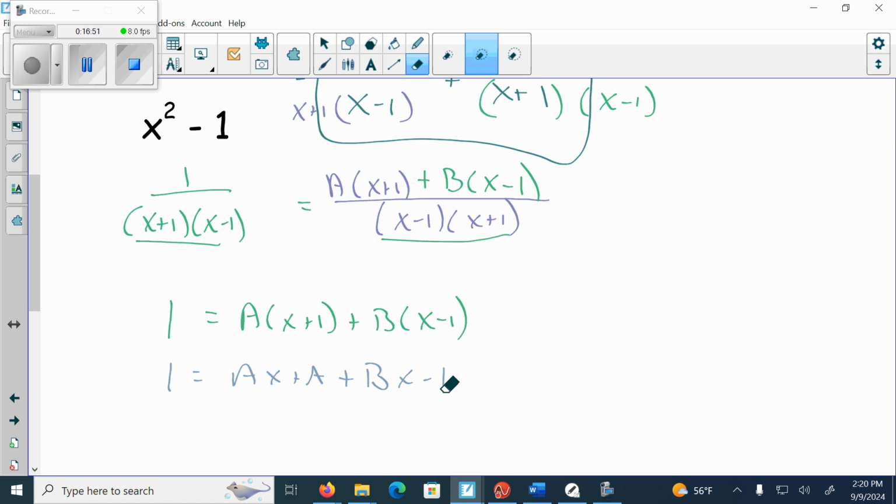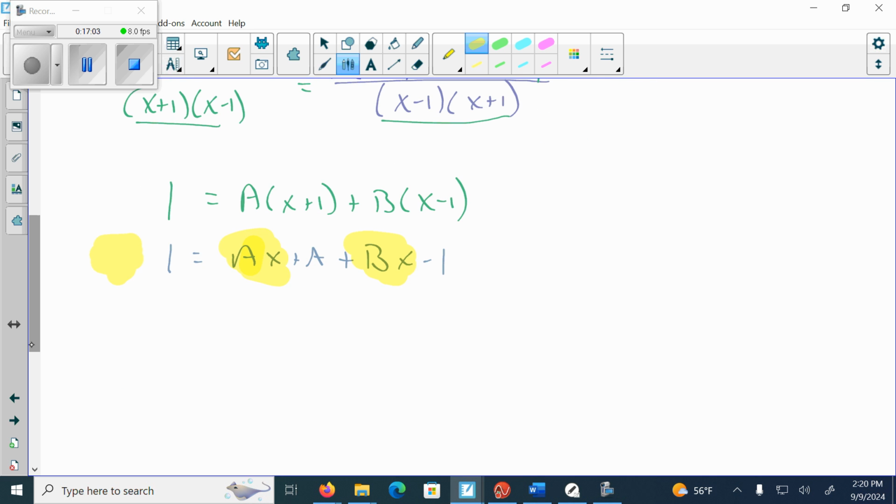Then I say to myself, well, over here I have terms with x. So I have this with an x, and I have this with an x. But when I look over here, do I have anything with an x? No. So it's understood to be?